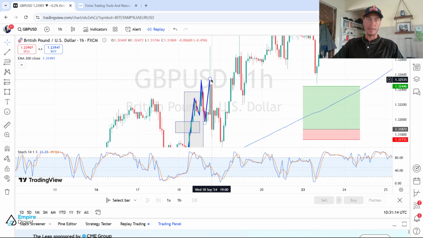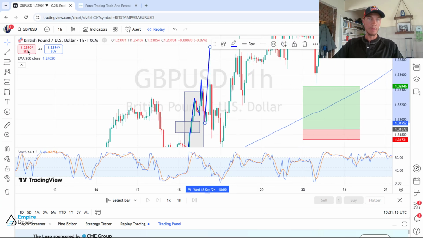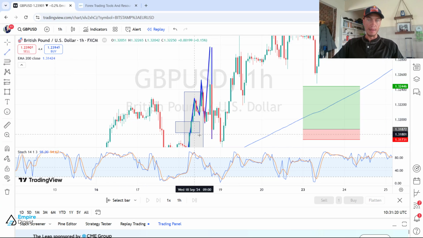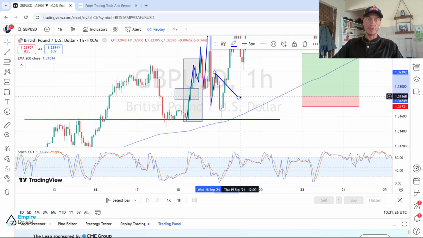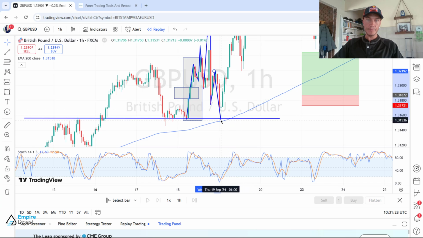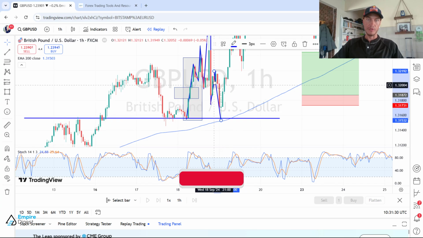Then it creates a very volatile spike there. And then the market pushes down again. And then the market comes up. And then the market pushes down again. Now, this one right here, this is where we entered the trade.